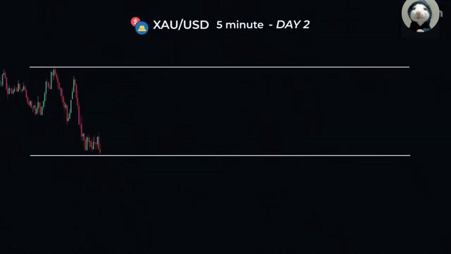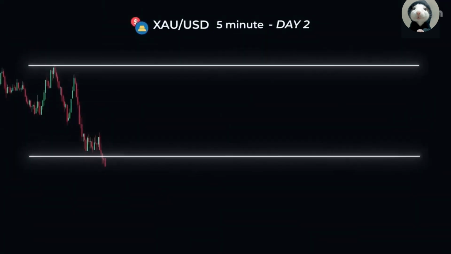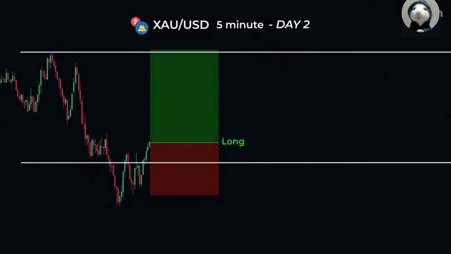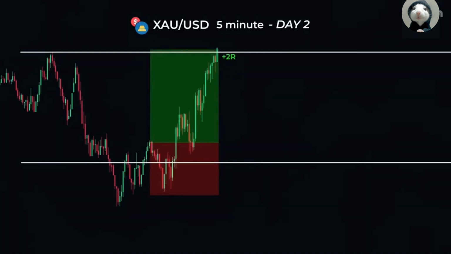Moving on to the next day, we had the 4-hour range marked. Price broke below the range low, then re-entered, which gave a long setup. Stop loss is set at the lows, take profit at 2 times risk. And price hits the target, so that's a 2R gain.